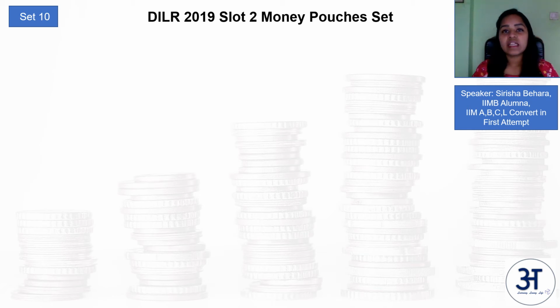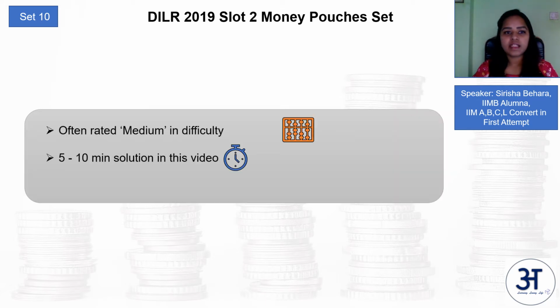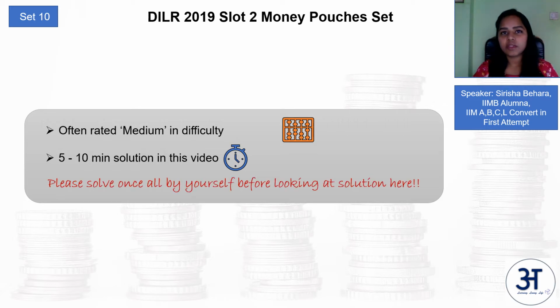Hello everyone. In this video, we'll be looking at a set called Money Pouches set from DILR 2019 slot 2 of CAT paper. So this set is often rated as medium in terms of difficulty level, and we'll be looking at a 5 to 10 minute solution for this set. Before looking at the video, please solve this set once all by yourself.